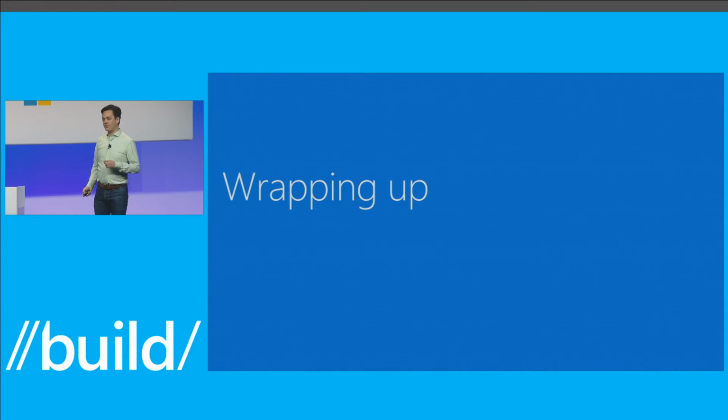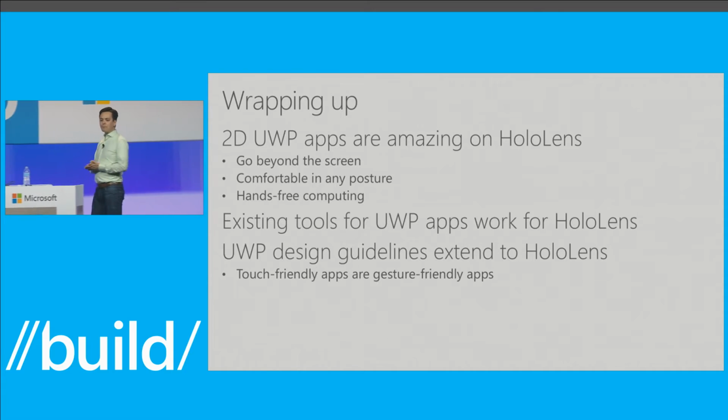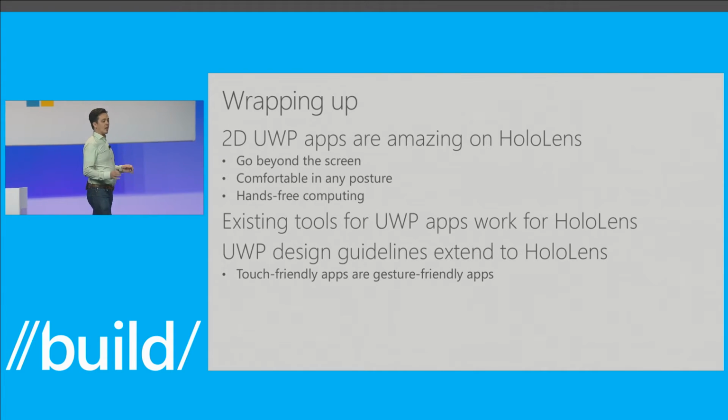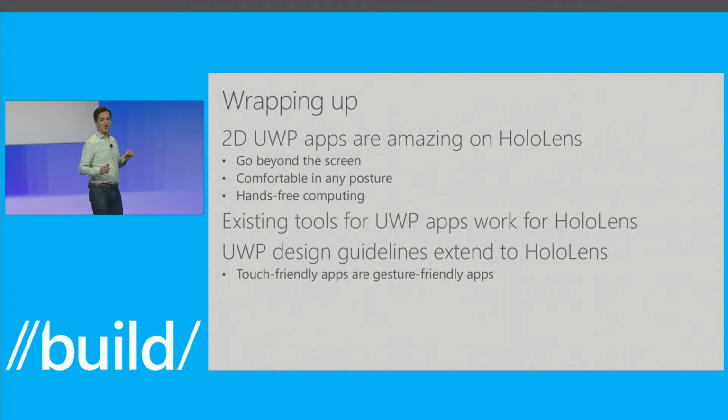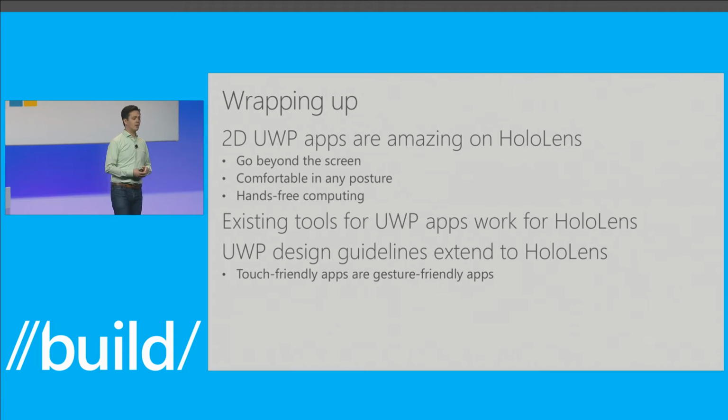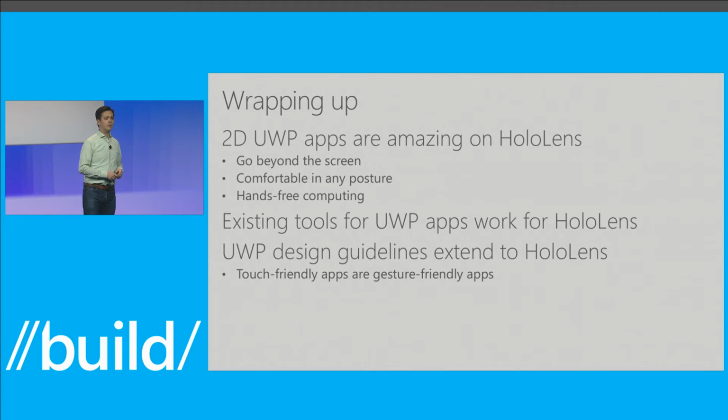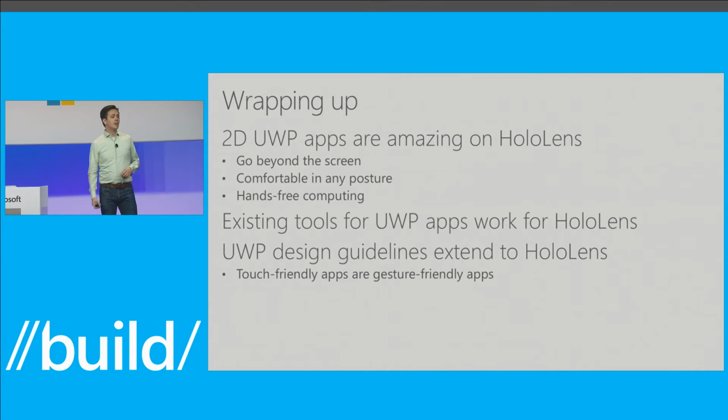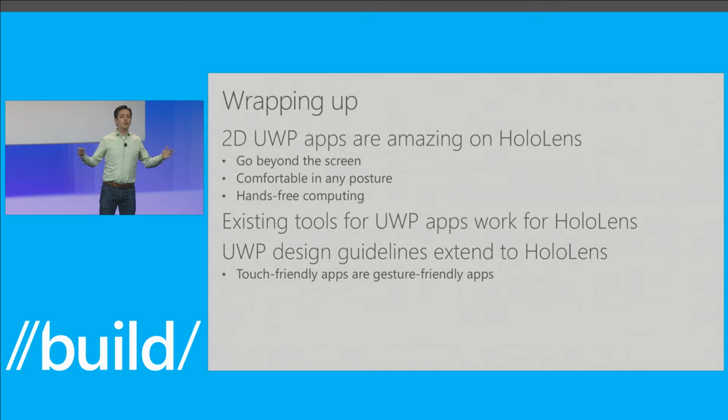OK, we covered a lot today. Let's start wrapping up. So we talked about why two-dimensional apps are awesome on HoloLens. You can go beyond the screen. Your apps aren't trapped and encumbered inside of this physical thing that you have to carry around. You can put it anywhere. You can keep apps where they matter the most to you. You can use it comfortably in any posture, whether that's sitting at a desk, lying back on your couch, floating in outer space. You could use a two-dimensional app on HoloLens while you're doing yoga.